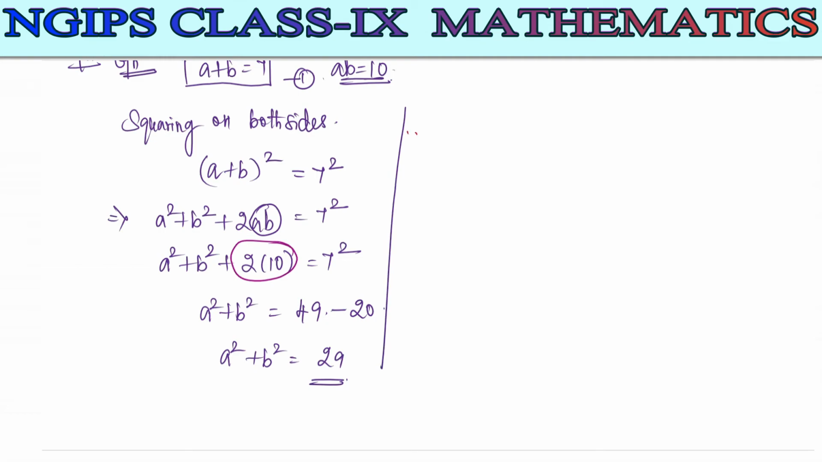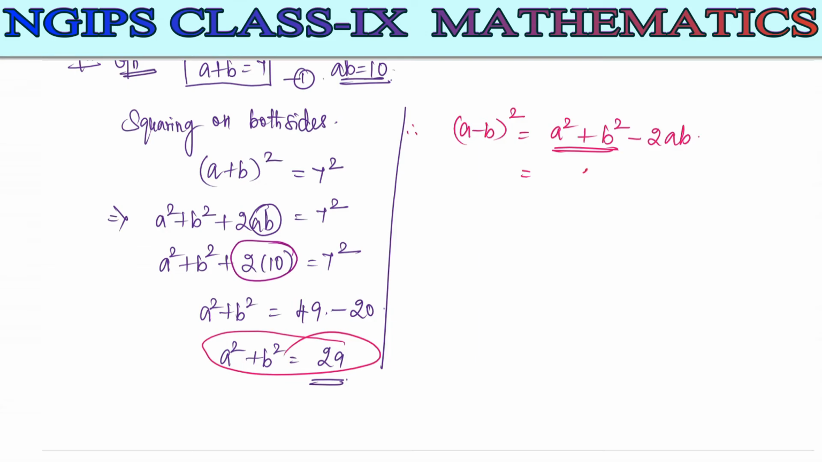So I am going to write here the a minus b whole square formula: a square plus b square minus 2 into ab. In this condition, we know a square plus b square is going to be 29. So I am going to write 29 minus 2 into ab, whose value is going to be 10. So 29 minus 10 to the 20. Here we got the leftover value, 9. So a minus b whole square, its value is 9.